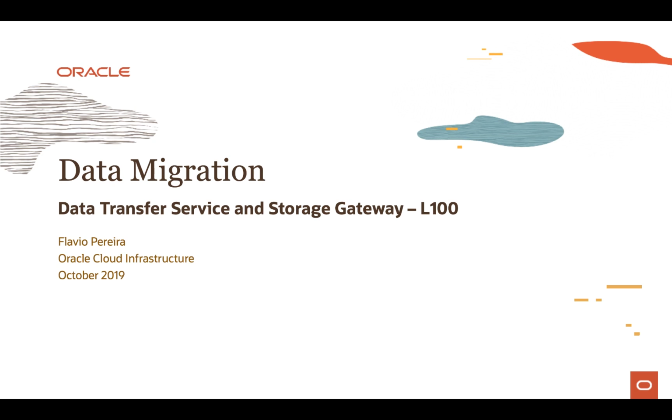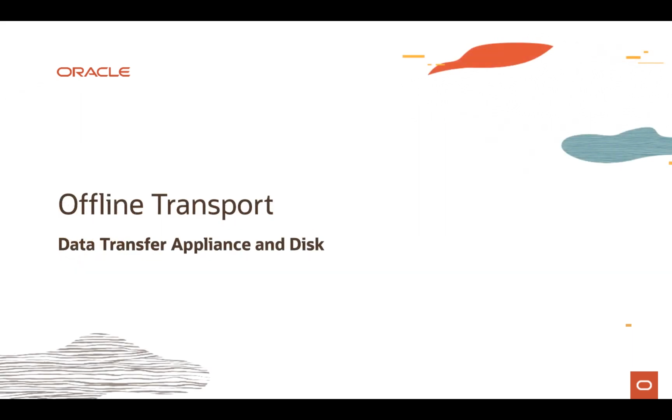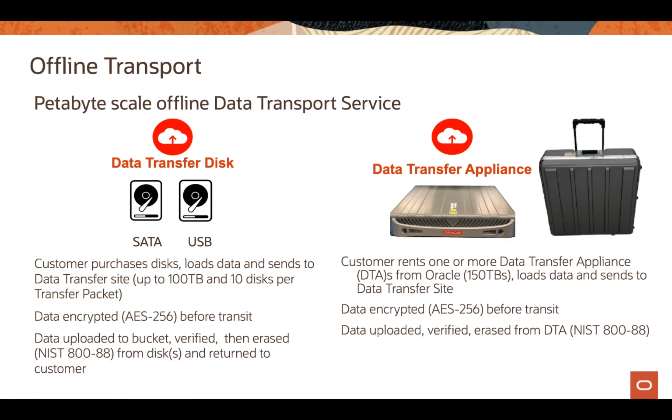I'm part of the Oracle Cloud Infrastructure Technical Enablement team, and this is the second portion of the data migration. On this second portion, we're going to talk about offline transport. We're going to cover data transfer appliance and data transfer disk. If you're planning to move a huge amount of data from your on-premises to OCI, you have two options: you can use data transfer disk or data transfer appliance.